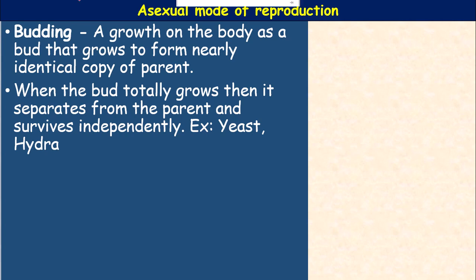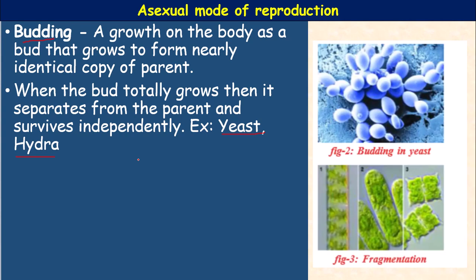So this budding process occurs in yeast and hydra, the best examples. See, this is the budding in yeast. The bud slowly starts and grows in size. The nucleus divides, and a part of the nucleus and cytoplasm enters into the bud. As soon as the bud receives the nuclear part, it detaches and grows into an independent individual.